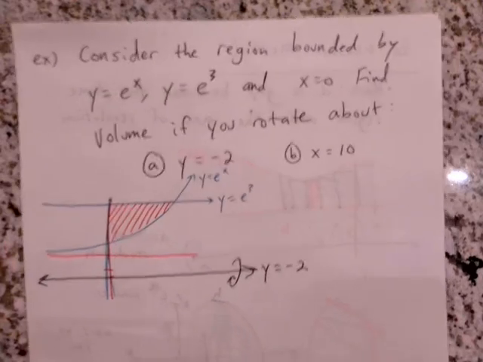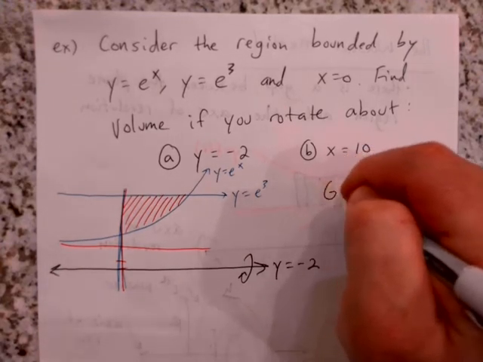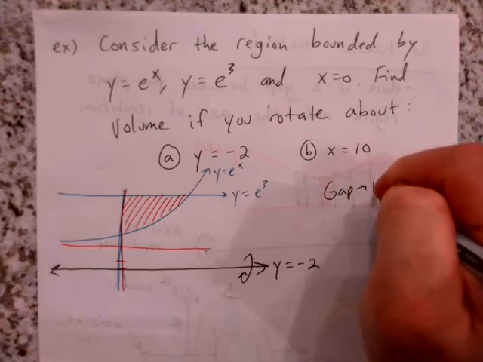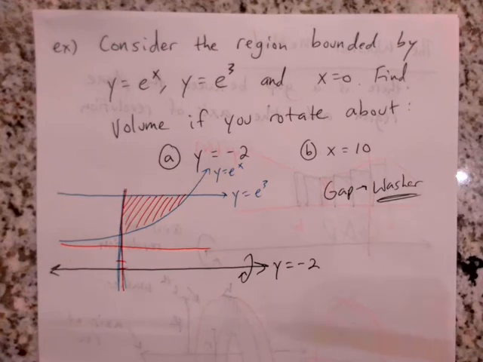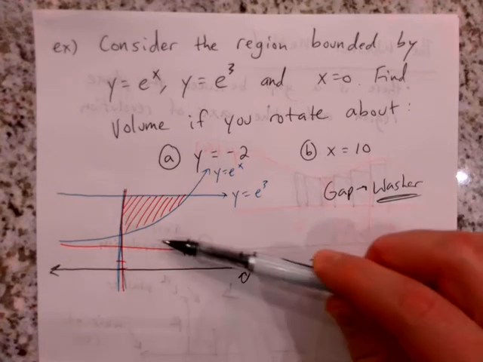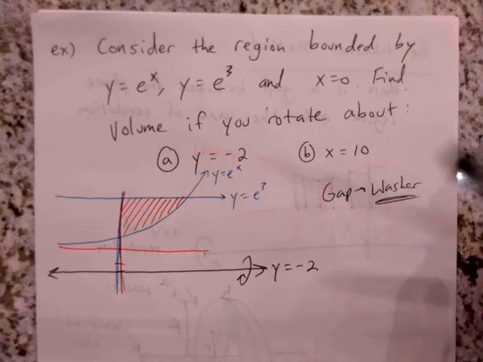So, when you're doing a volume question, you want to ask yourselves, which method do you use? So we have a gap here. Since we have a gap, we use the washer method. If there was no gap, we would do the disk method, but we have this definite gap in between our region and our axis of revolution.